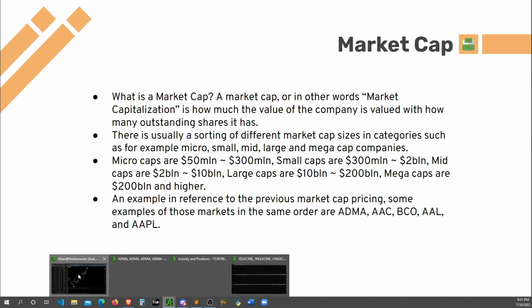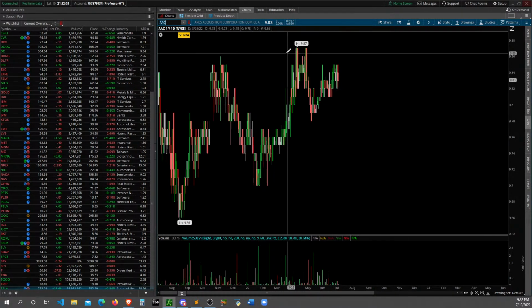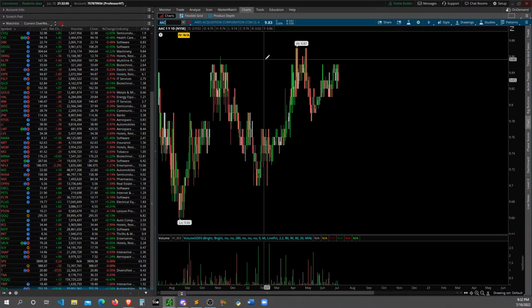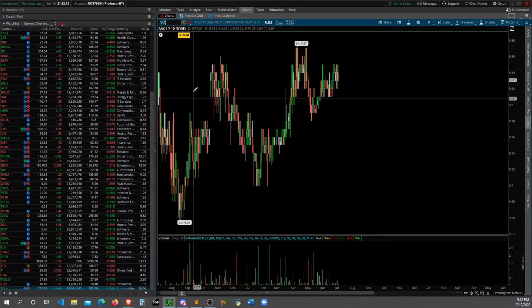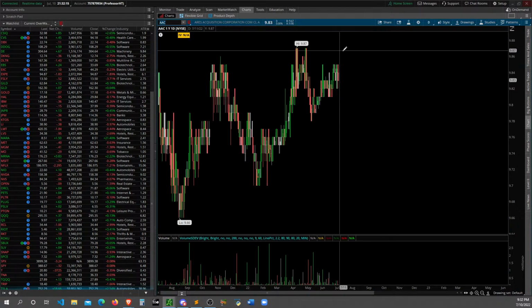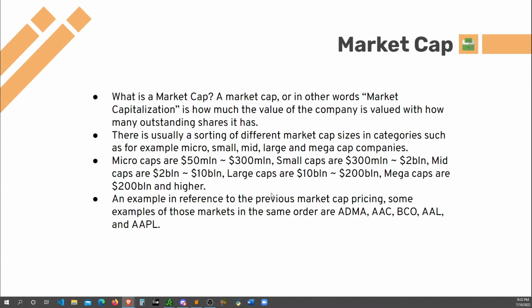AAC. Let's see. Now you see this one's nearly triple the price of that previous one. So Ares acquisition, I'm not going to necessarily go through and explain what all these are. I'm just going to give you guys an example of what the name of the stock is and how much it's currently valued at in the market. So $9.87. That one is a small cap, so 300 million to 2 billion, probably a lot closer to 300 million.